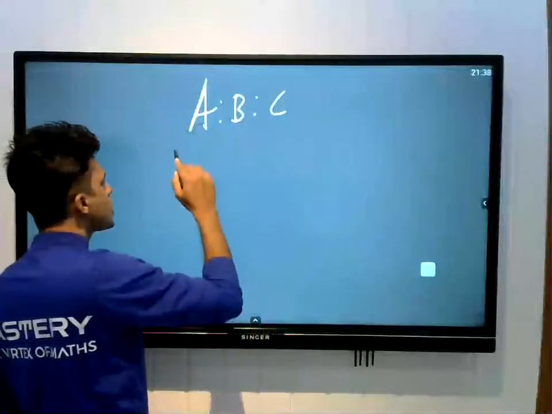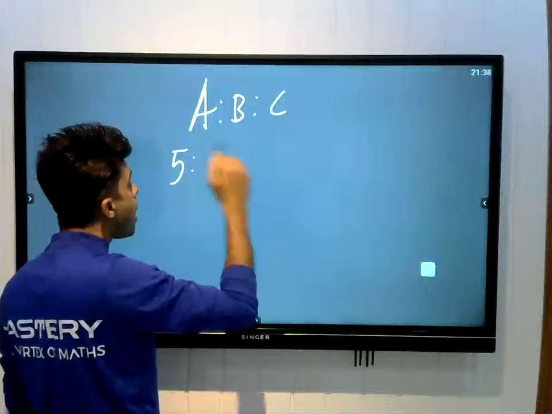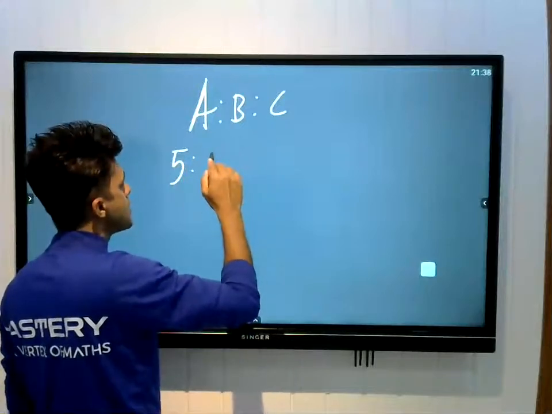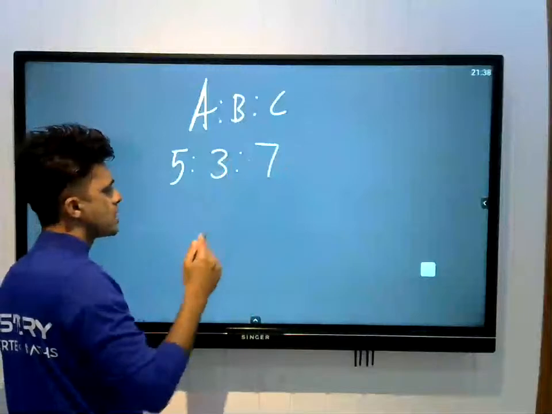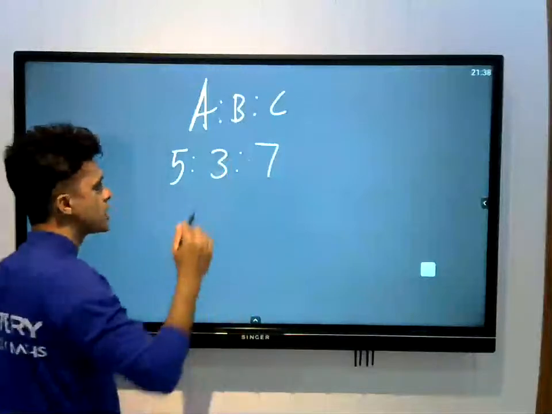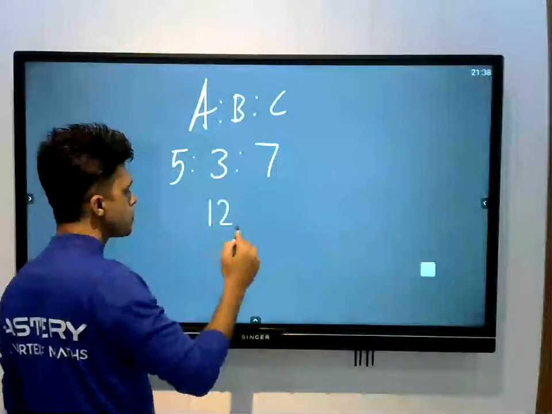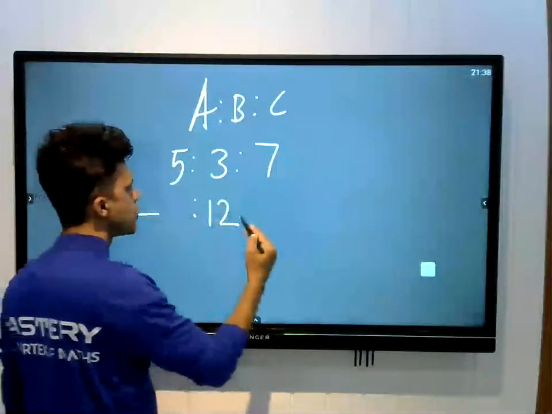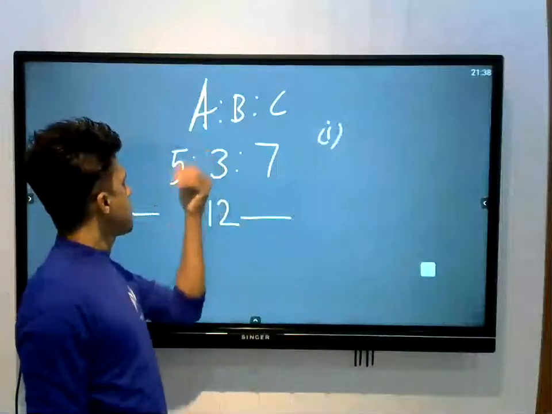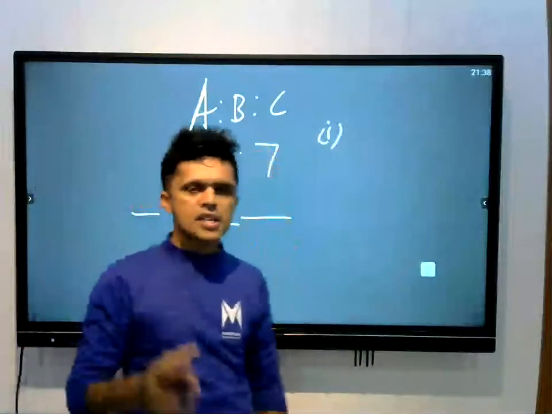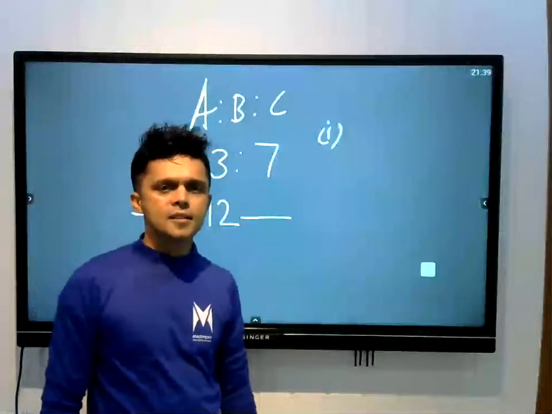So a certain amount of money is divided among A, B, and C in the ratio 5 to 3 to 7. At that point, B is given 12 rupees. What are the questions? The amount taken by A and C. The second question is the divided amount among A, B, and C.